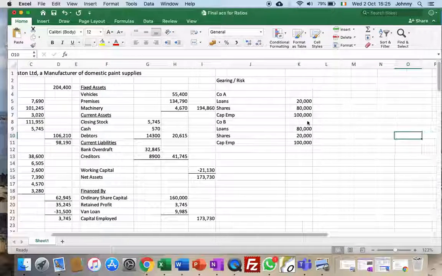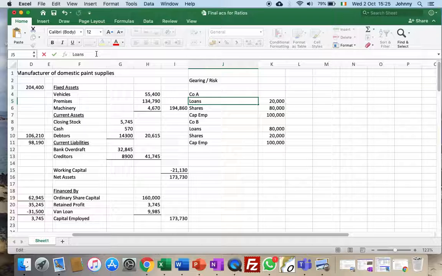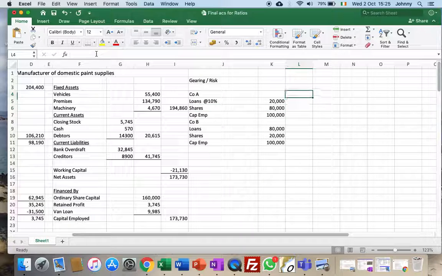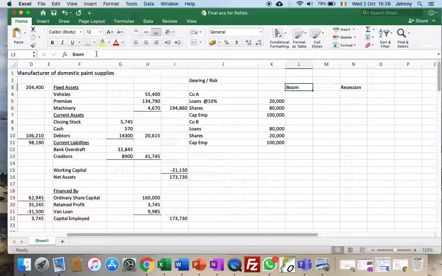Okay, so now we're going to assume, for the sake of this, that the loans are at 10%. So that's the interest rate we have to pay back on our loans. We're going to compare what happens in a boom economy and in a recession economy.